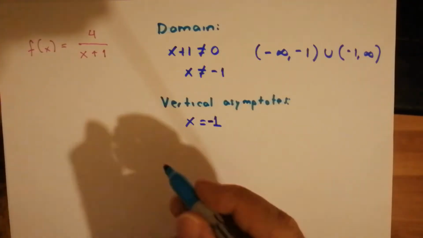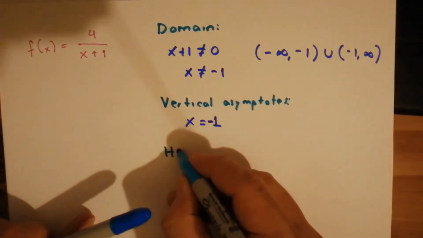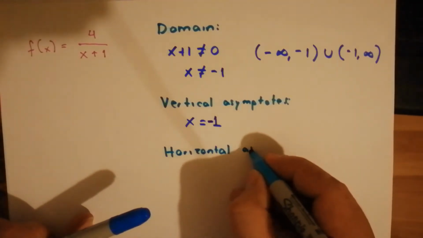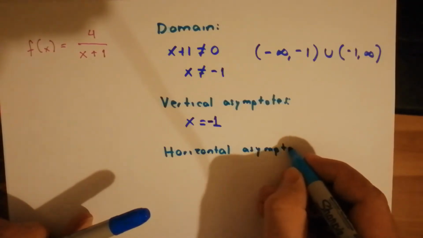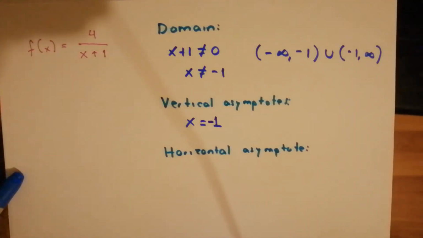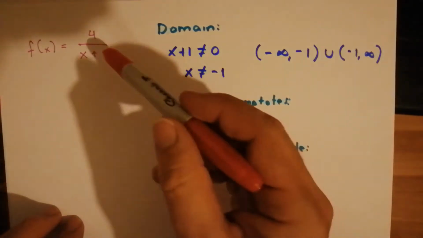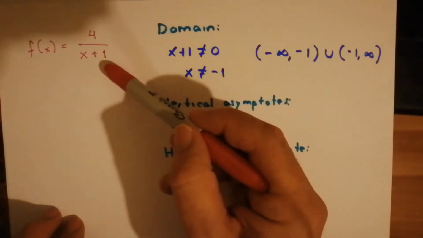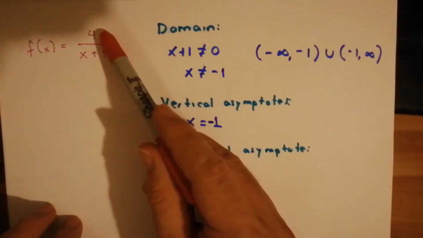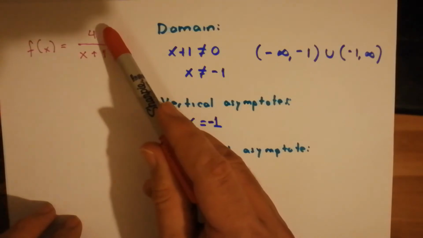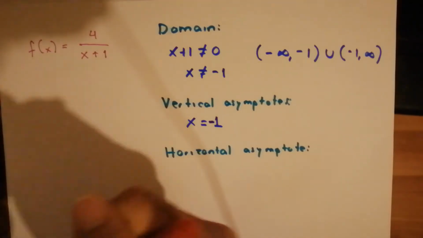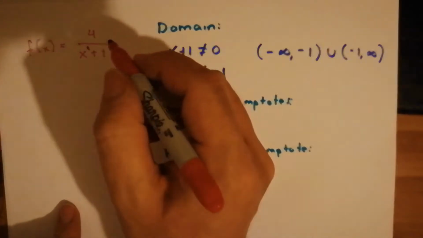The next step is to find the horizontal asymptote. To find the horizontal asymptote, we need to observe the degrees of the numerator and the denominator. In this example, the numerator has degree 0 because you have a constant. Remember, a constant has degree 0. And in the denominator, you have a degree 1, which is the exponent of the x.